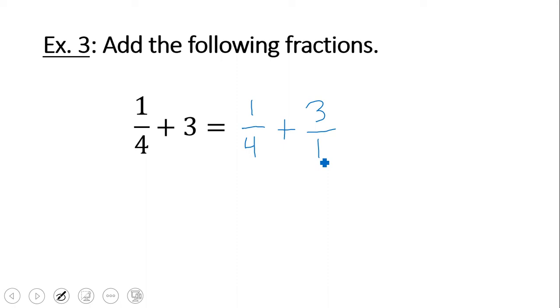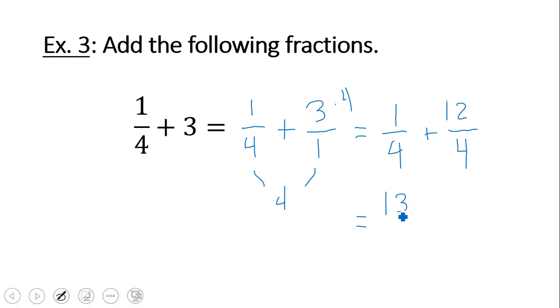Well, we still need to find common denominators between 4 and 1. Well, this one's kind of easy. 4 is the smallest number that both 4 and 1 can divide into, which means you don't have to change the first fraction at all. It's still going to be 1/4. And we'll have to change the second one because we had to multiply 1 by 4 to get 4. We'll have to multiply that 3 by 4 and get 12. And so then, when you add 1 and 12, you get 13 over the denominator of 4.